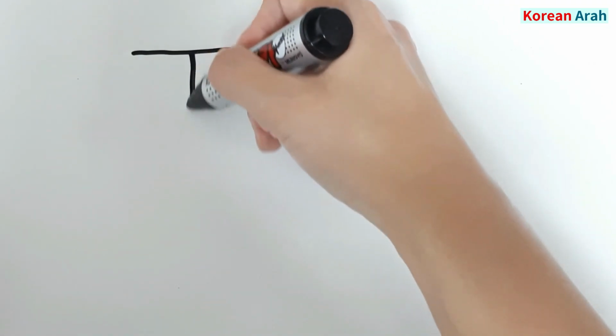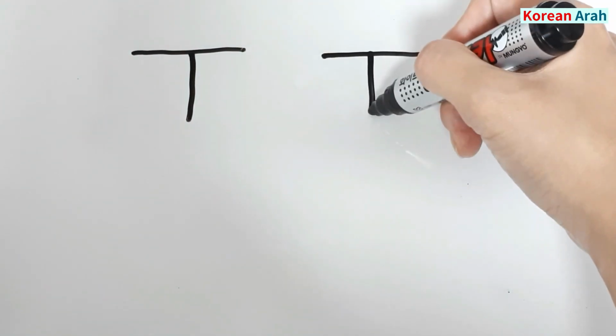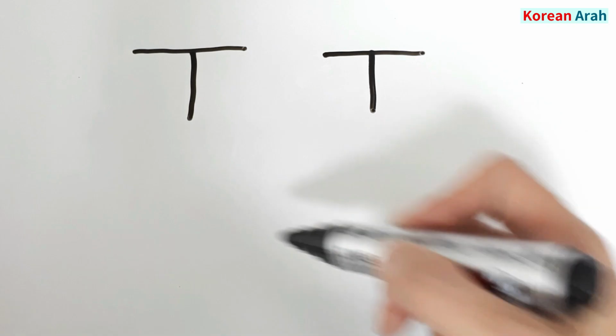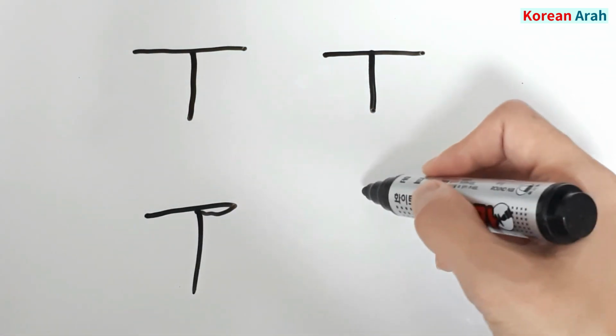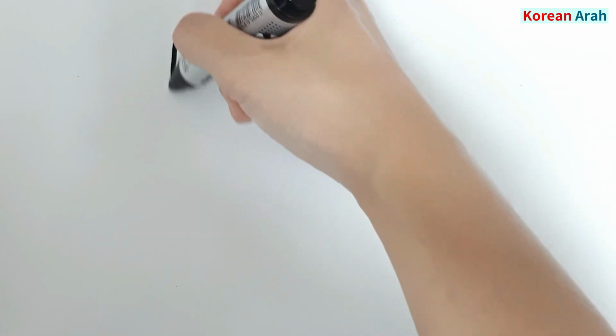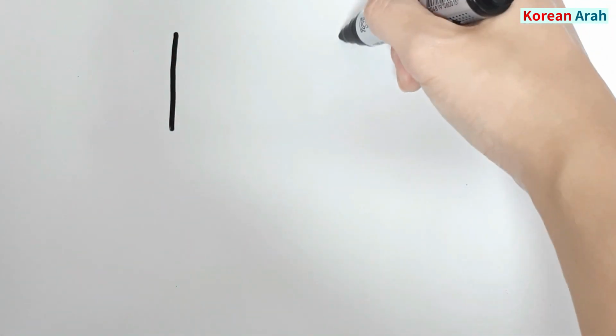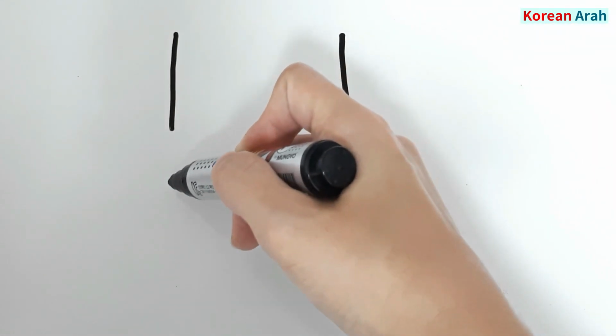U. 2 strokes. 1, 2. Some people write it like this. E. 1 stroke. 1. Some people write it like this.